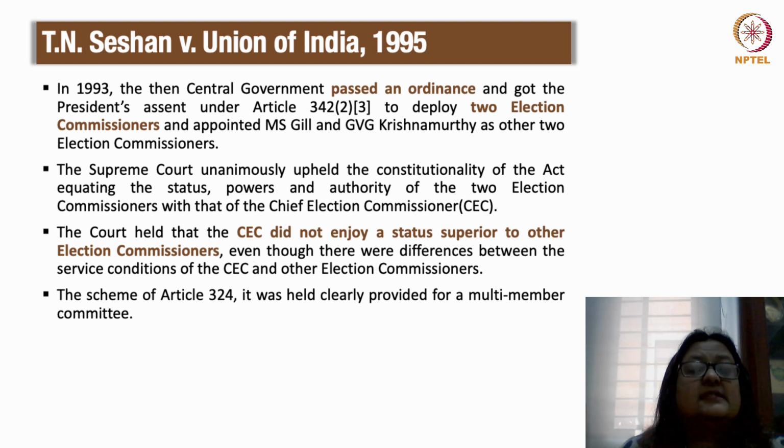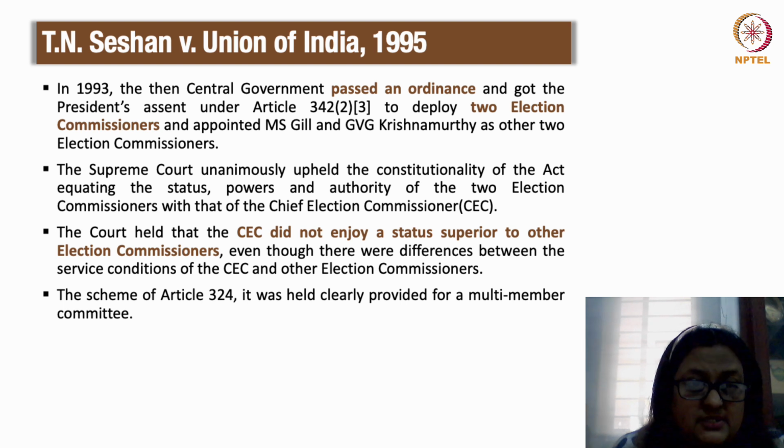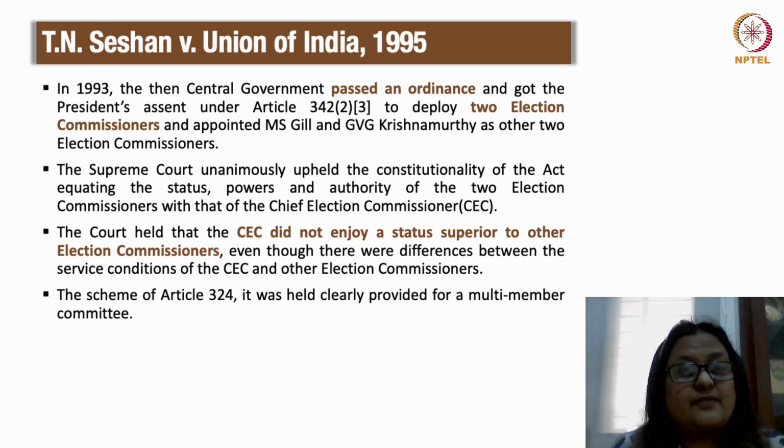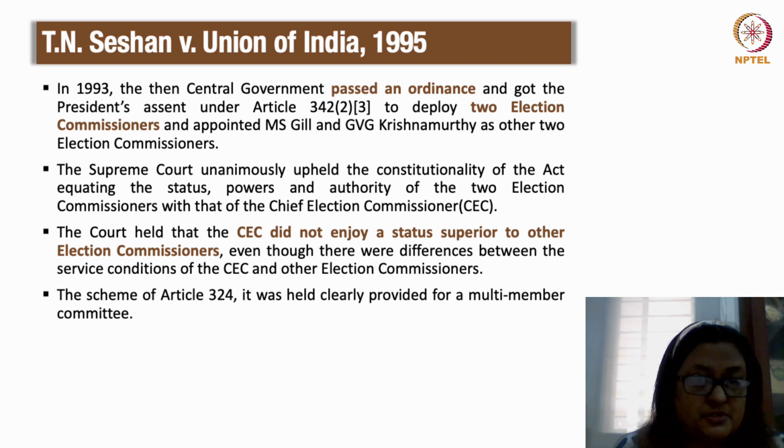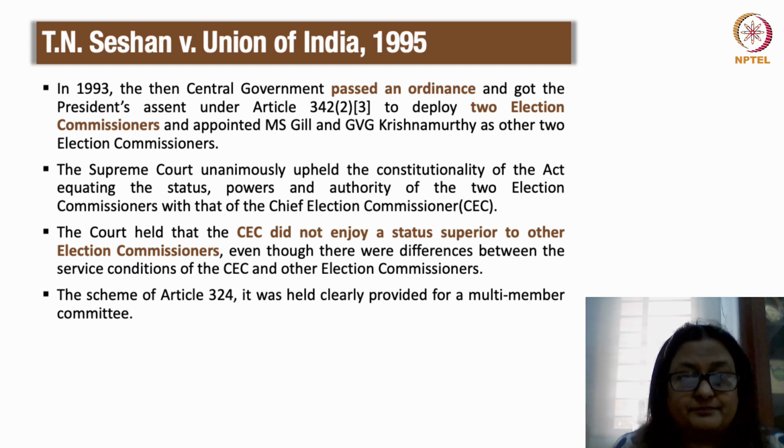So the court held that the Chief Election Commissioner did not enjoy a status superior to the other election commissioners. Even though there were differences between the service conditions of the Chief Election Commissioner and the other election commissioners, the powers and the status of the election commissioners and the Chief Election Commissioner are equivalent to each other. The scheme of Article 324 clearly provided for a multi-member commission and not an individual Chief Election Commissioner. So this Act of 1993 was upheld by the Supreme Court when challenged by T.N. Seshan.